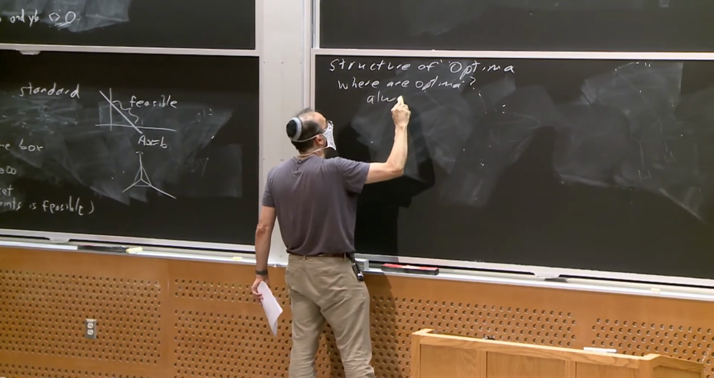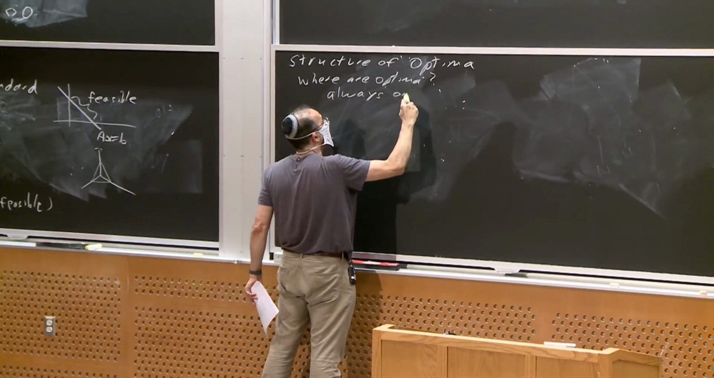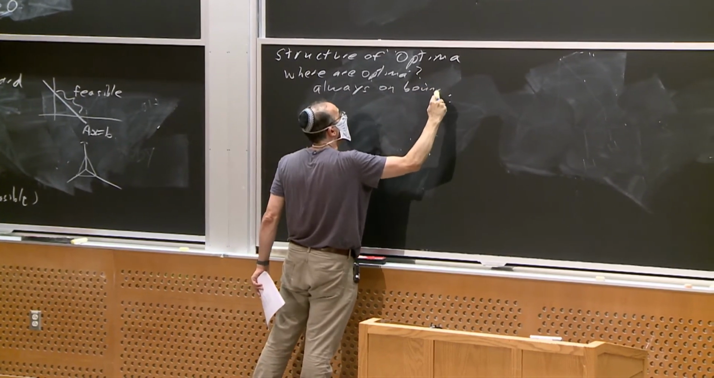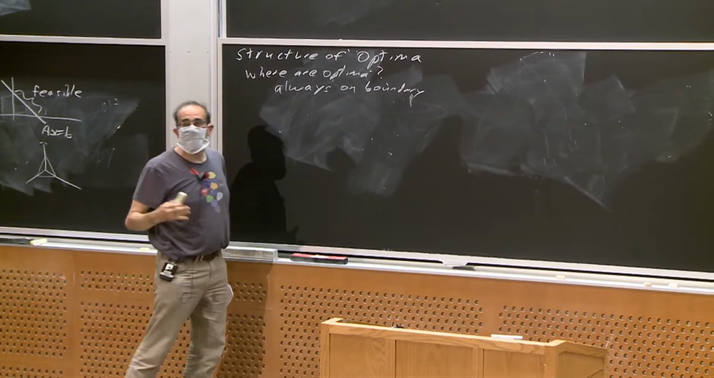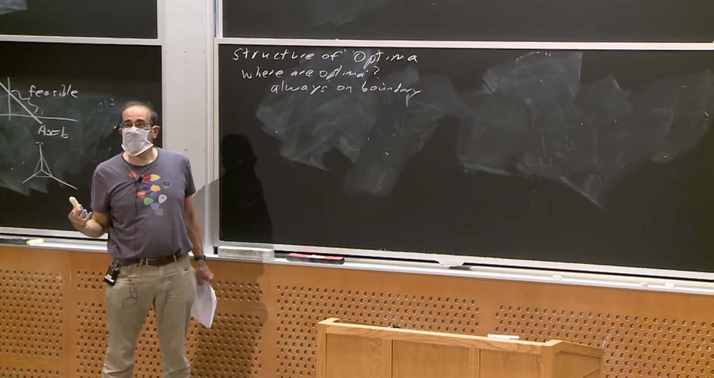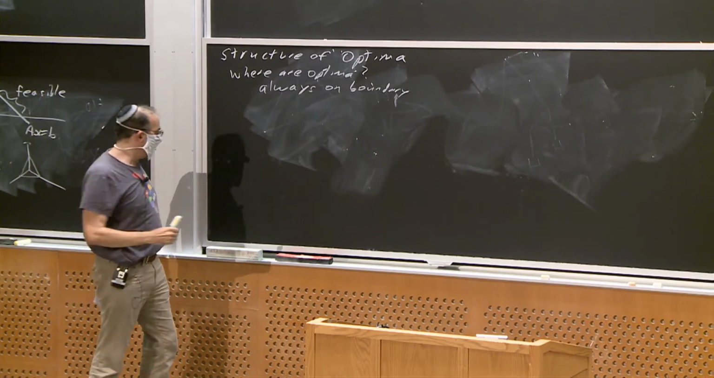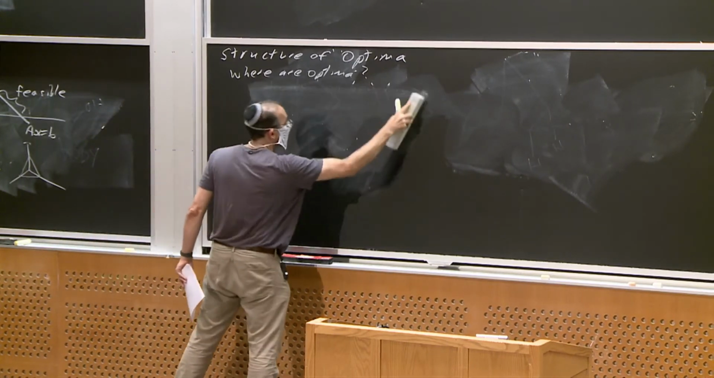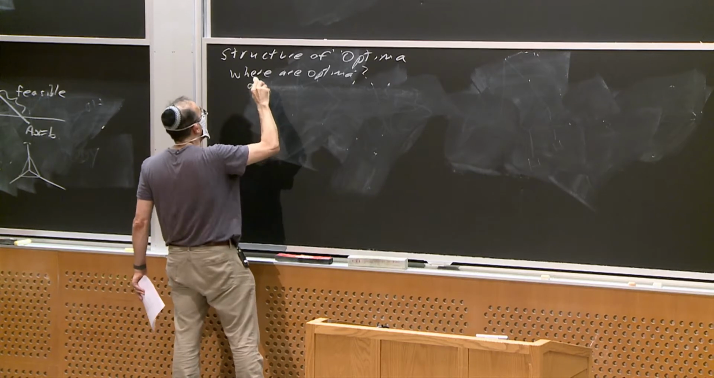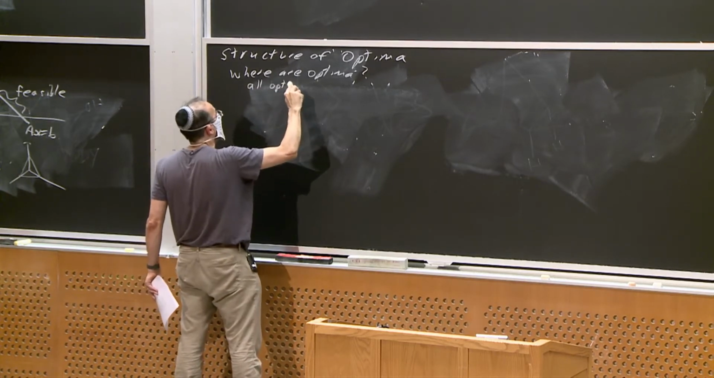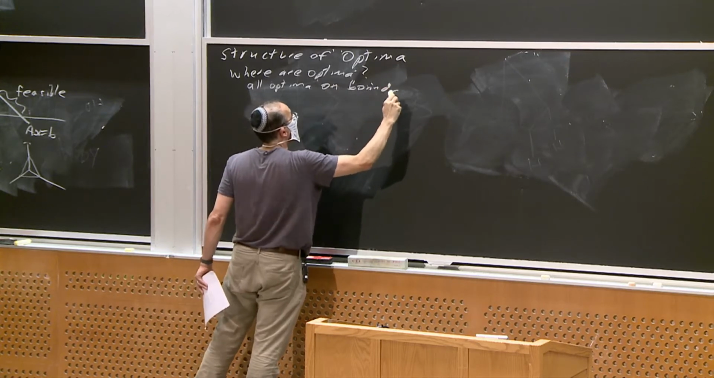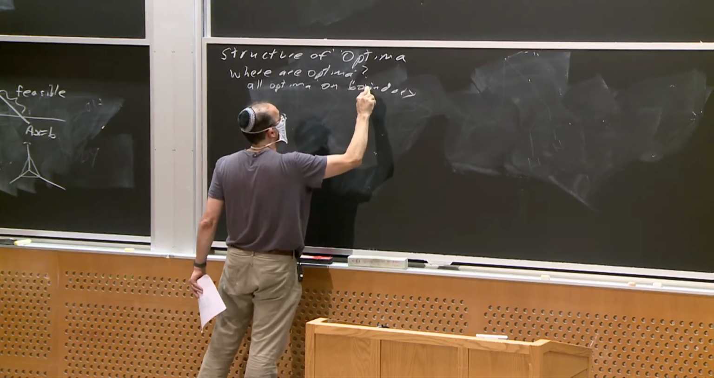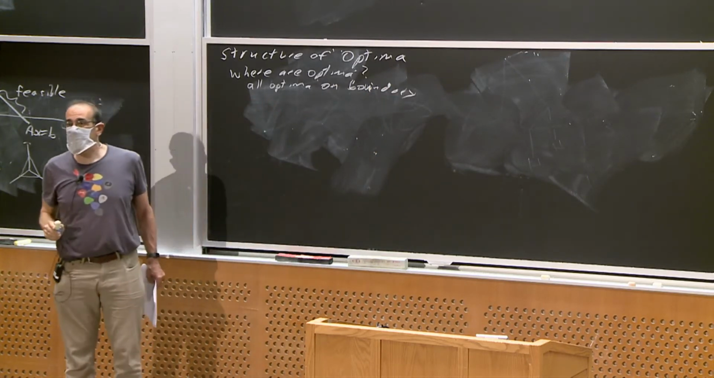So I will claim that optima are always on the boundary. You can't have an optimum that is off the boundary. Or sorry, let me put it a different way. All the optima are on the boundary. You can't have an optimum in the middle of the polytope. How come?